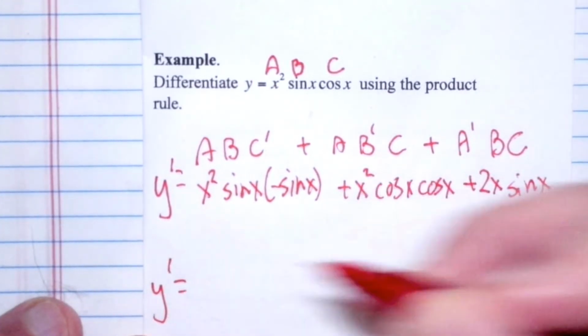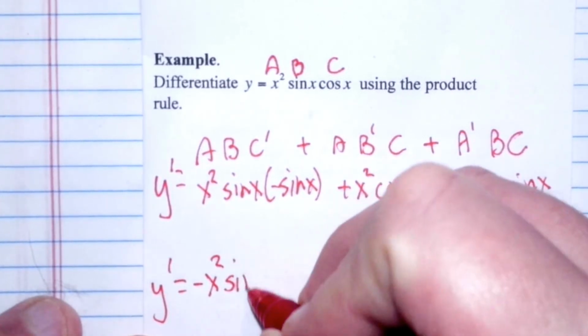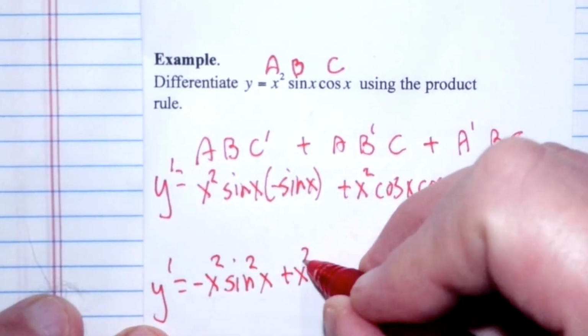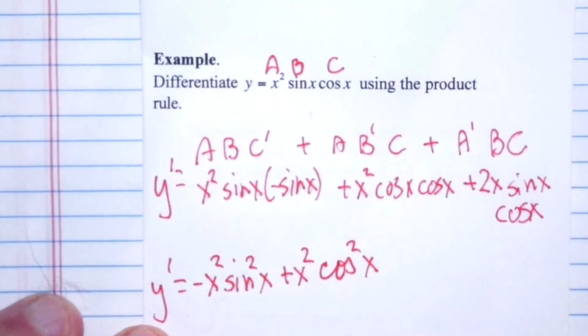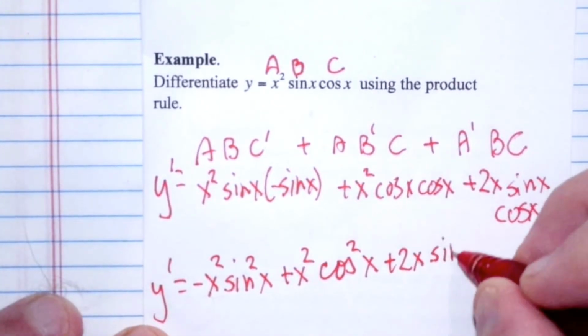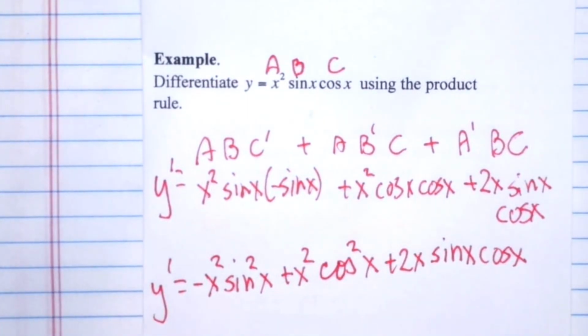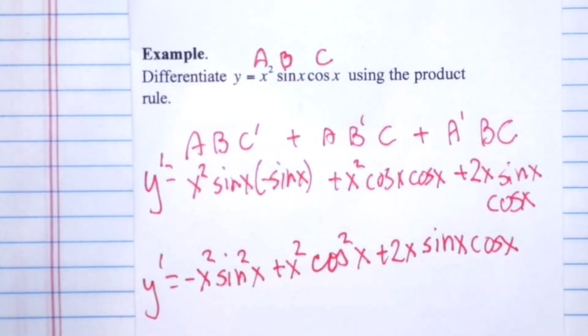Or to neaten this up a little bit, let's call it negative x squared sine squared x plus x squared cosine squared x plus 2x sine x cosine x. There is a common factor of x in all three terms, so factoring that x out would be a good idea, perhaps.